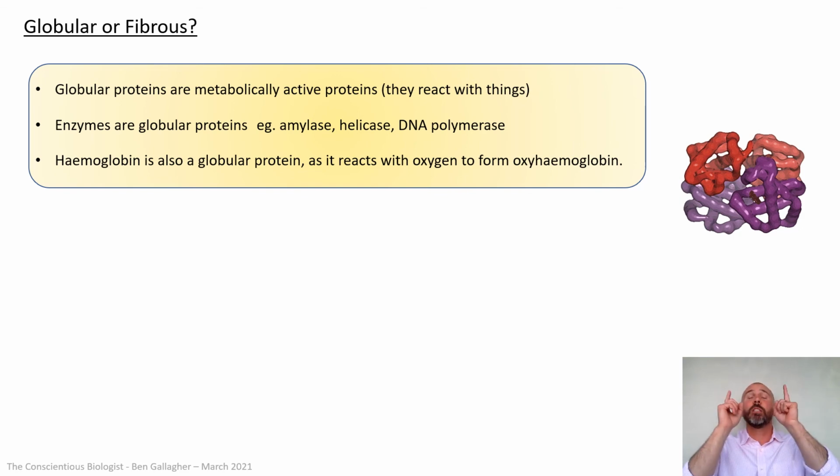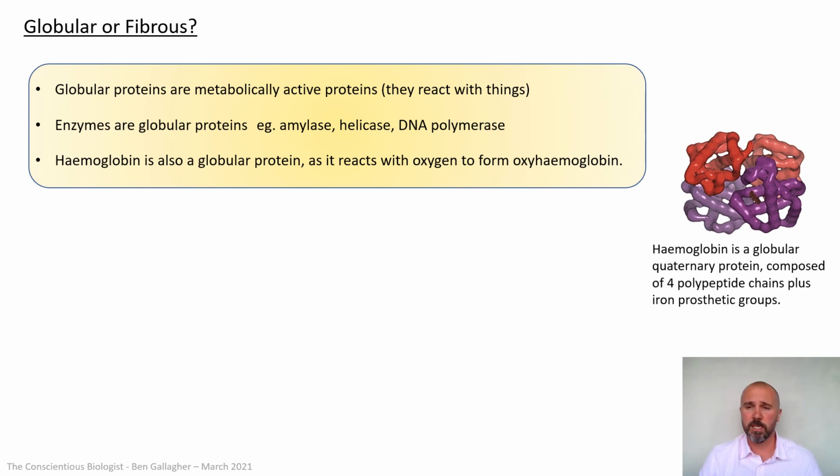So because it's got multiple polypeptides and prosthetic groups, we can say that hemoglobin is a globular protein for those reasons, but it's quaternary as well. So it's a globular quaternary protein composed of 4 polypeptide chains plus iron prosthetic groups. I suggest you learn that one because quite often in the exam it says, give an example of a globular protein. Sometimes it says, give an example of a quaternary protein. If you remember hemoglobin, you can tick both boxes because it's globular and it's quaternary.